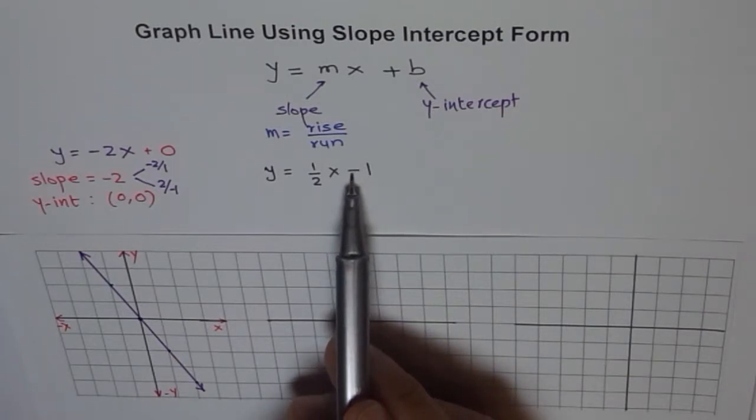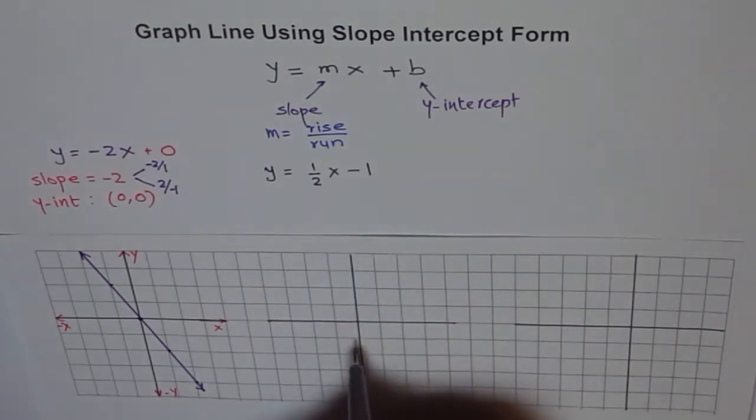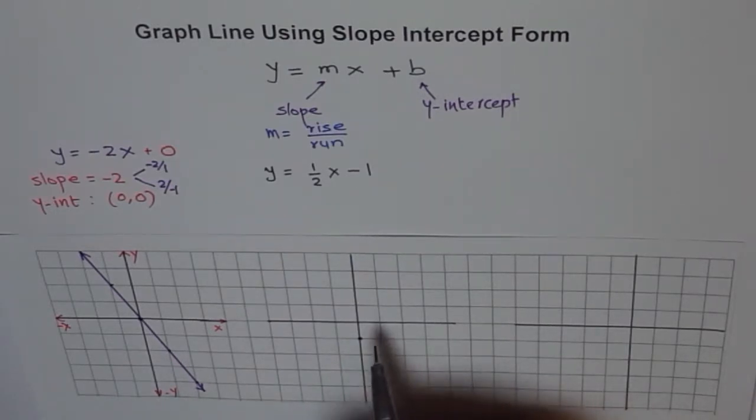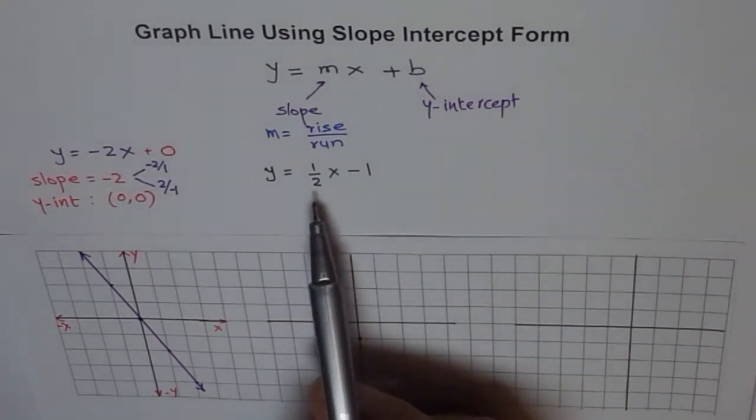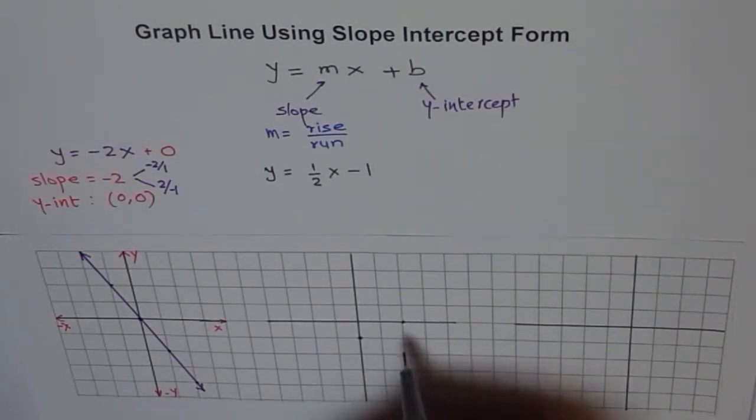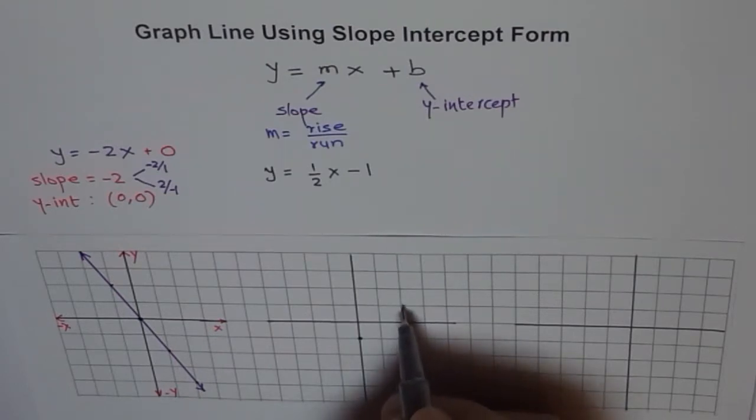So we'll go to point minus 1, which is here. Do you see that? Minus 1? Okay. What is the next step? Next step is to see the slope. Slope for us is 1 over 2. That means rise of 1, run of 2. So let's go from here. Rise 1, and run 2. 1, 2. So we get the next point.